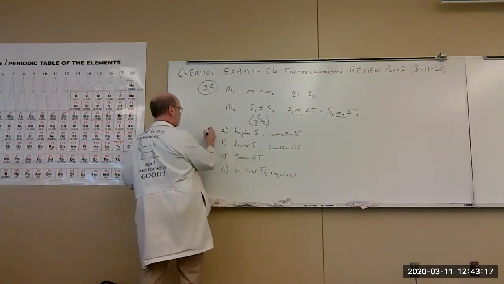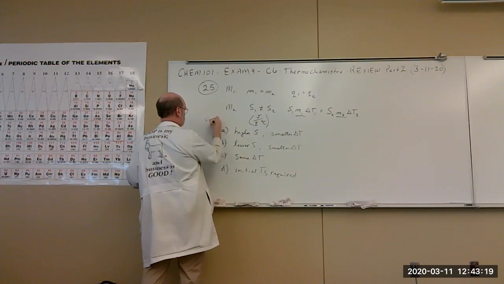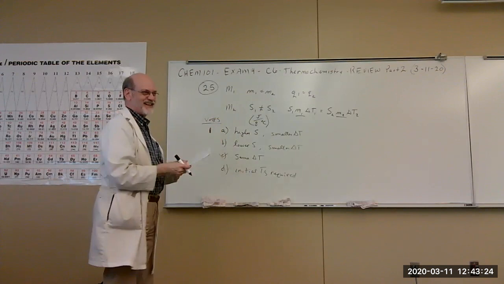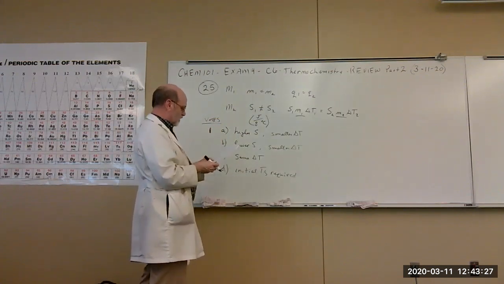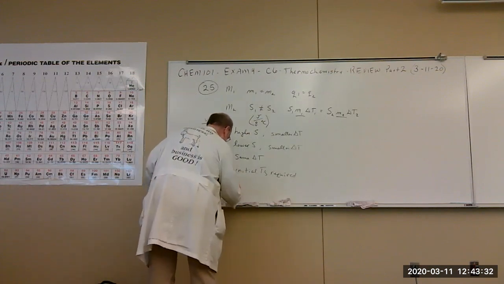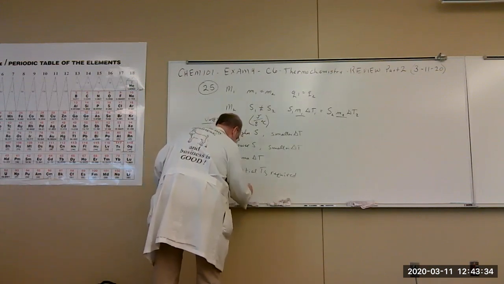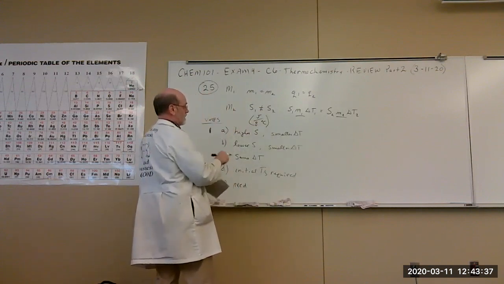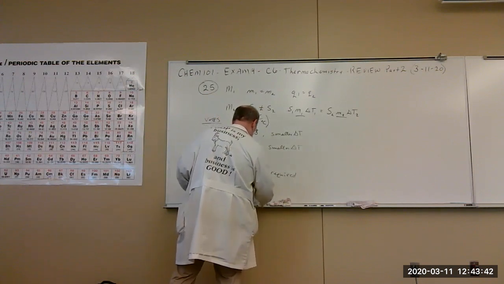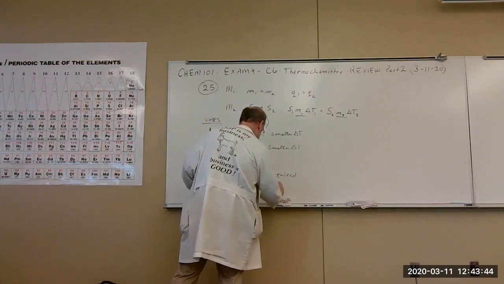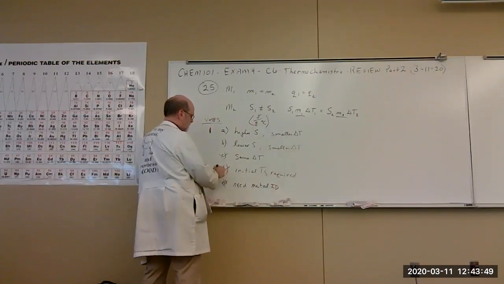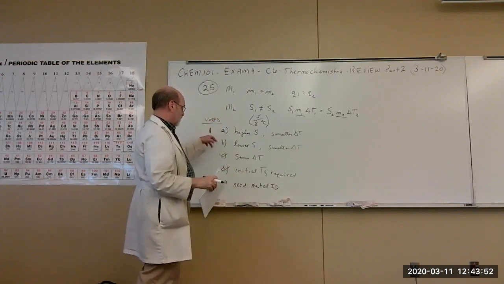Okay, we got one vote for A. Let's see, you need to know which metal you have. Do we need to know the exact metal? No, I mean, it could be any metal, as long as they're different. Right. Need metal ID. We don't need that. We don't even need to know the initial temperature. So it's got to be A or B.